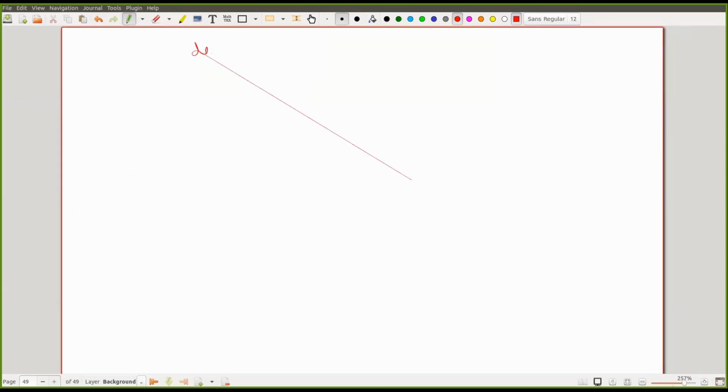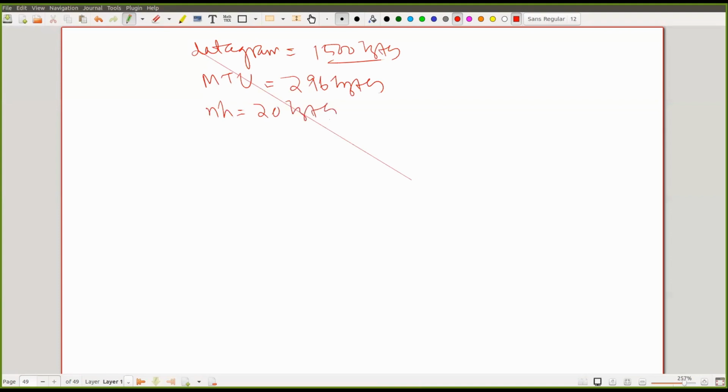Consider a datagram of 1500 bytes. Now, the MTU of the NIC card is 296 bytes, and assume the network layer header is 20 bytes. Based on this requirement, I have to calculate how many fragments are going to be prepared to send the whole data. That is the first question. Second, the details of all the fragments: all the header information I have to populate or find out in each and every fragment.